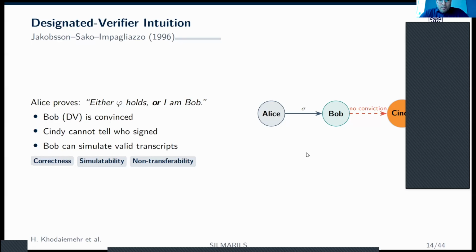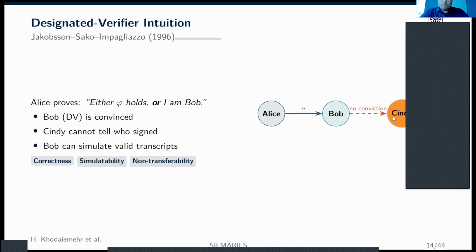The idea that trips people up most often is designated verification. First of all, what is the designated verifier intuition? This notion was introduced in 1996 by Jakobsson, Sako, and Impagliazzo, and it is based on a simple thing. Alice wants to prove that either a relation phi holds or I am Bob. And Bob, as a designated verifier in this scenario, is convinced, and Cindy cannot tell who signed the message or who created the relation phi. And in the meantime, Bob can simulate valid transcripts.